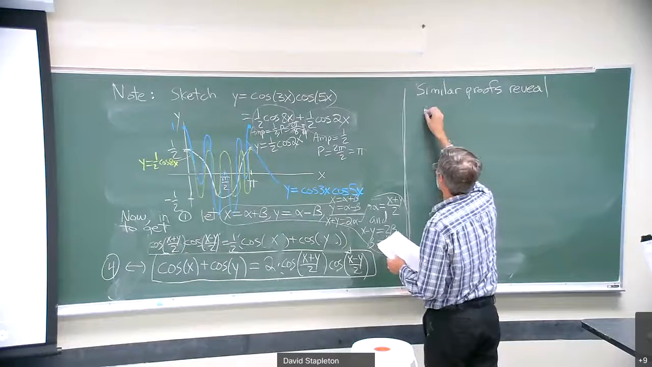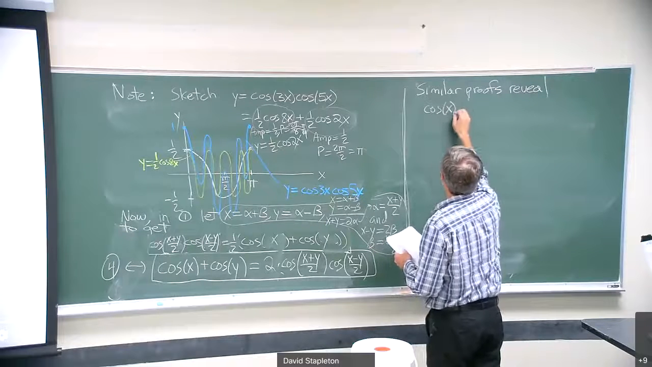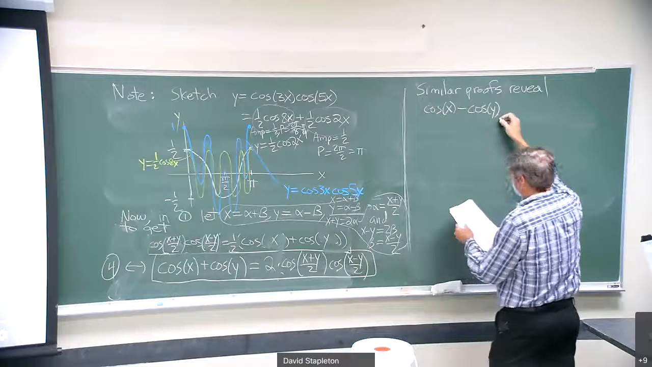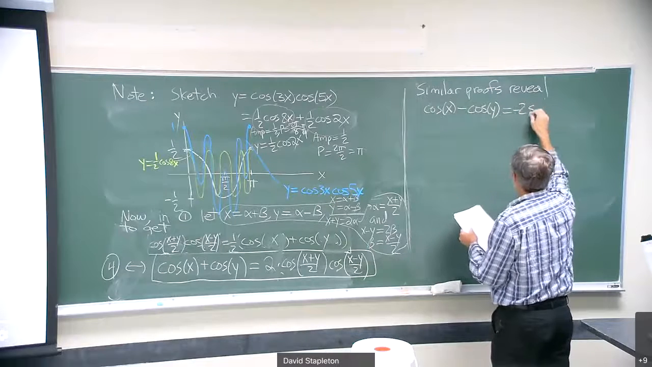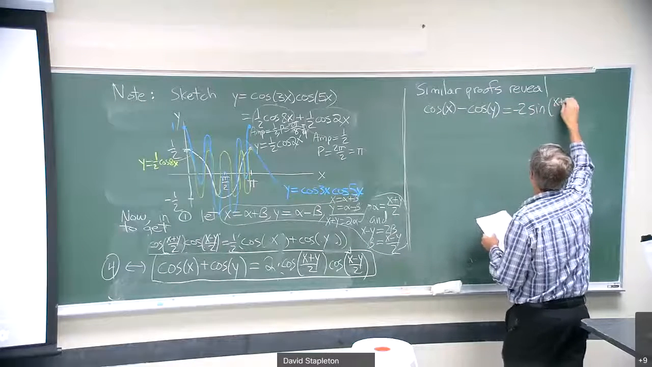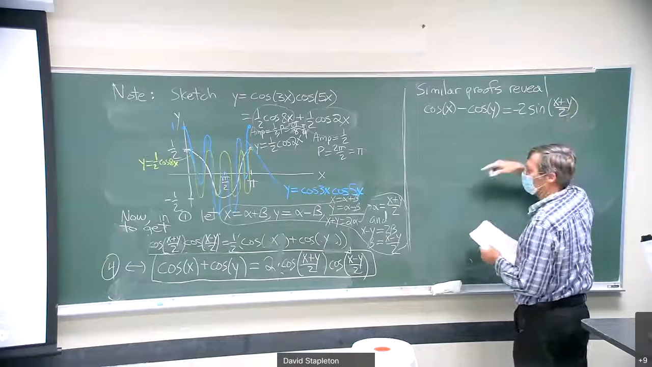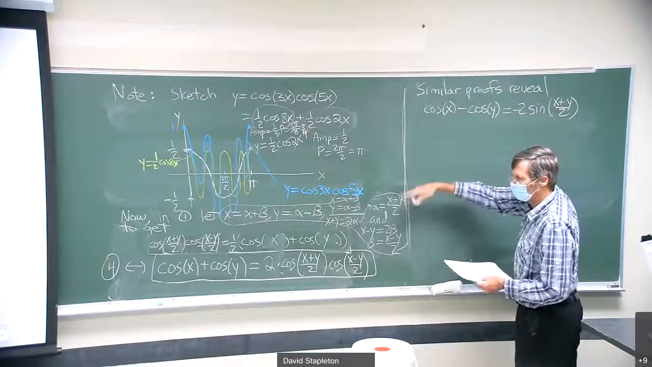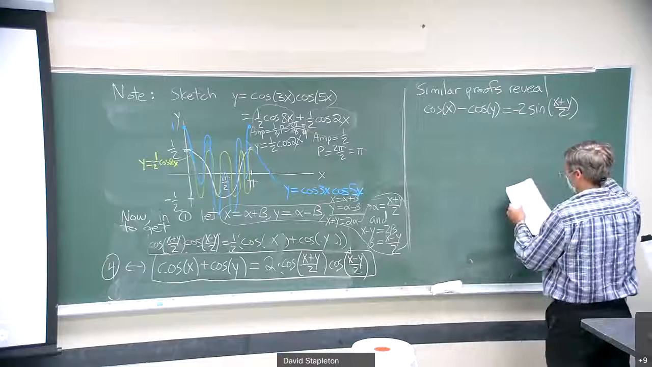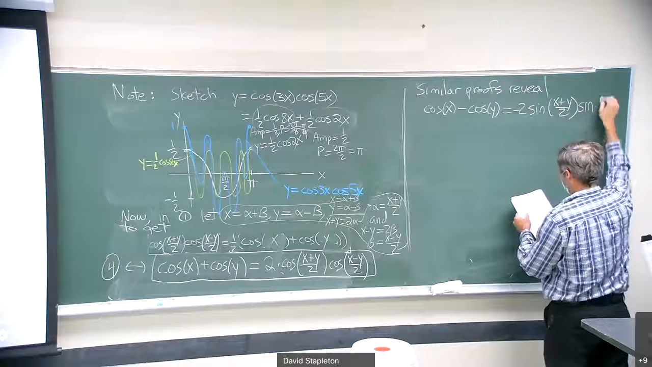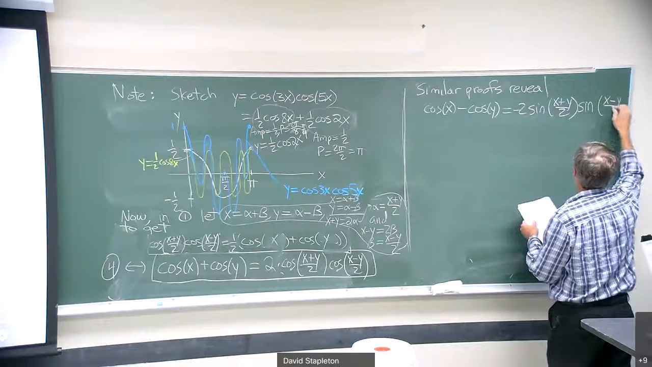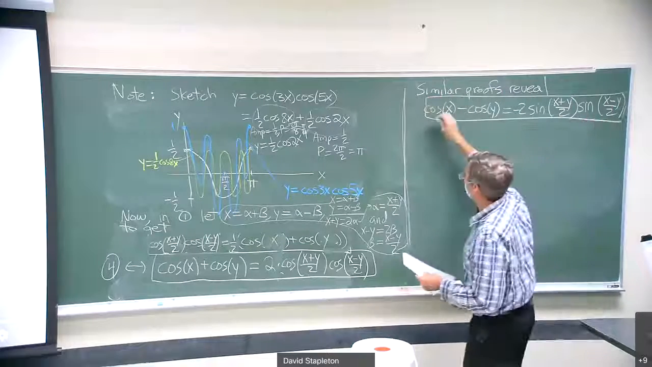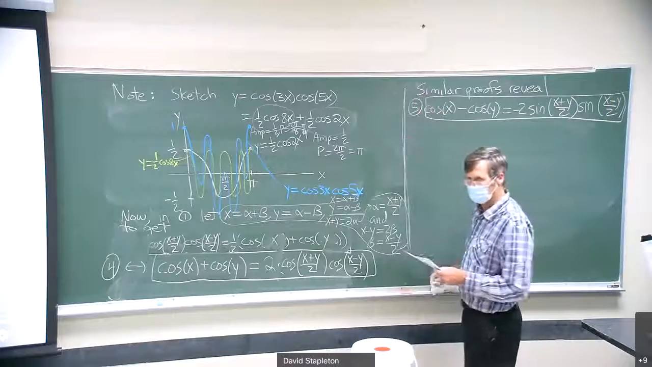You can take cosine of x minus cosine of y and rewrite it as minus 2 sine of (x plus y) over 2, times sine of (x minus y) over 2. But you can see it's the same kind of substitution: x equals alpha plus beta, y equals alpha minus beta, in our other two identities. So we can call that equation 5, right?